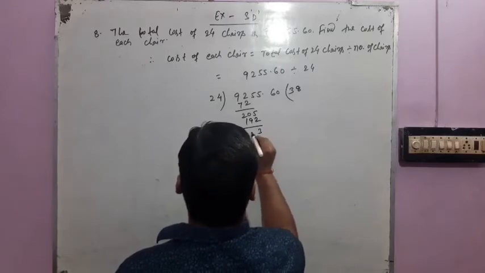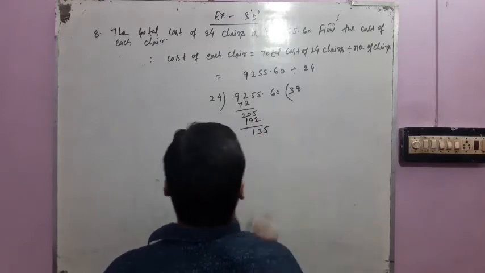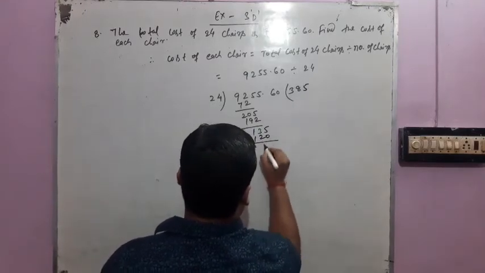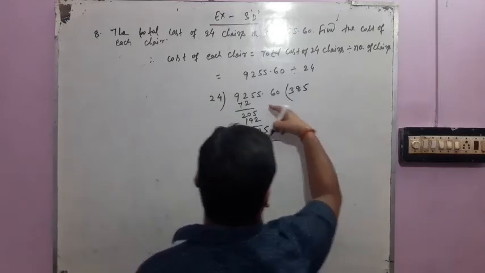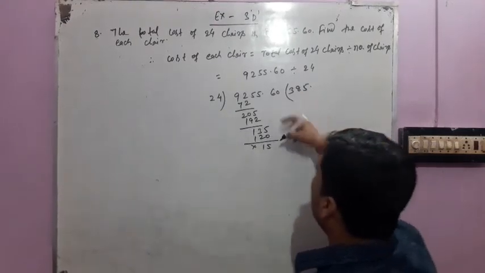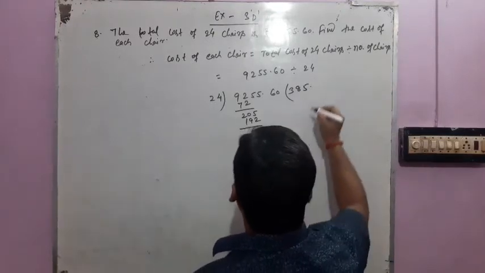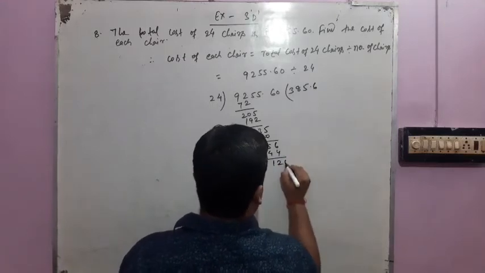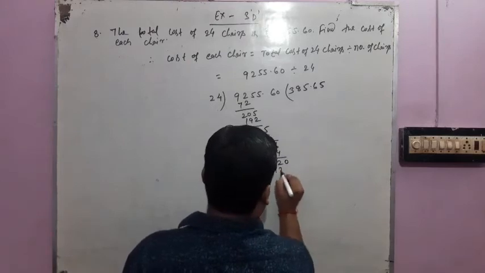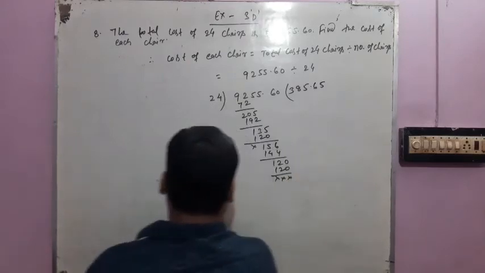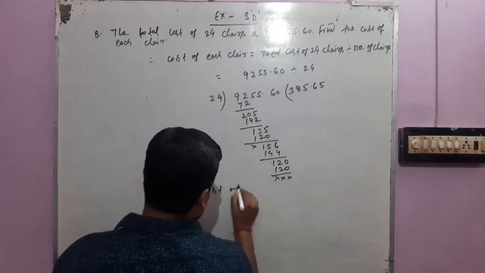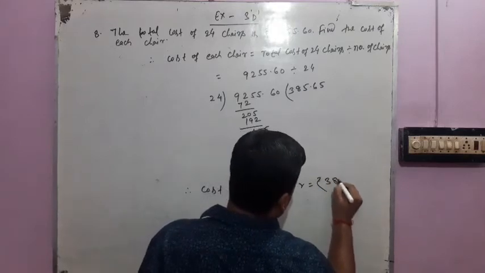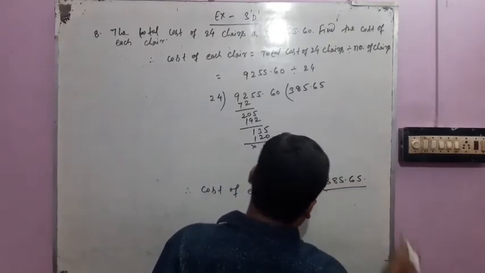5 minus 2, 3, here 1. Again we will take 5. 24 5s are 120. Now what remains here? 15. Now after the decimal we have to take, so we mark a decimal here. Now we will take 6. 24 6s are 144. 12, we will take again 0 here. 24 5s are 120. Therefore the cost of each chair is rupees 385.65. That is the price of each chair.